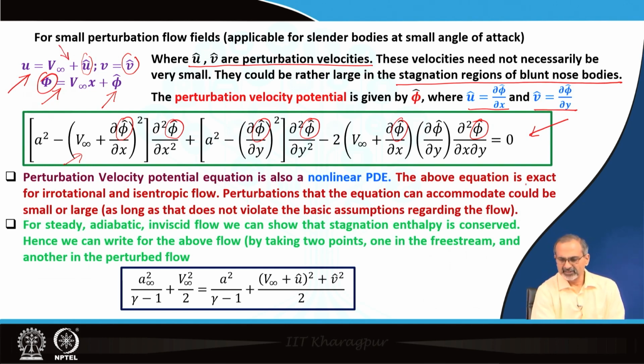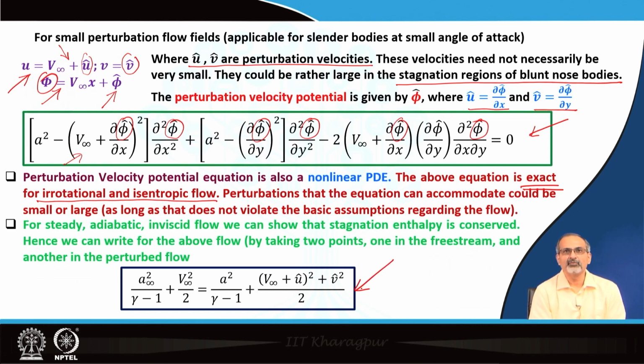The above equation is exact. We have made no assumptions till now about the nature of the flow, and therefore it holds good for irrotational and isentropic flow. The perturbations that the equation can accommodate could be small or large, as long as they do not violate the basic assumptions of the flow, that is, the assumption of irrotational and isentropic flow.